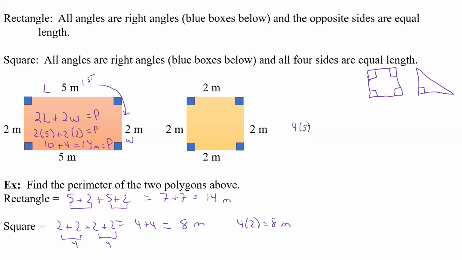And so that's perimeter. And here we had perimeter is equal to 4s, okay? Or in our case, 4 times 2, which is 8 meters. All right, so that's how rectangles and squares work and how we can add up the sides or the edges and get our perimeter.